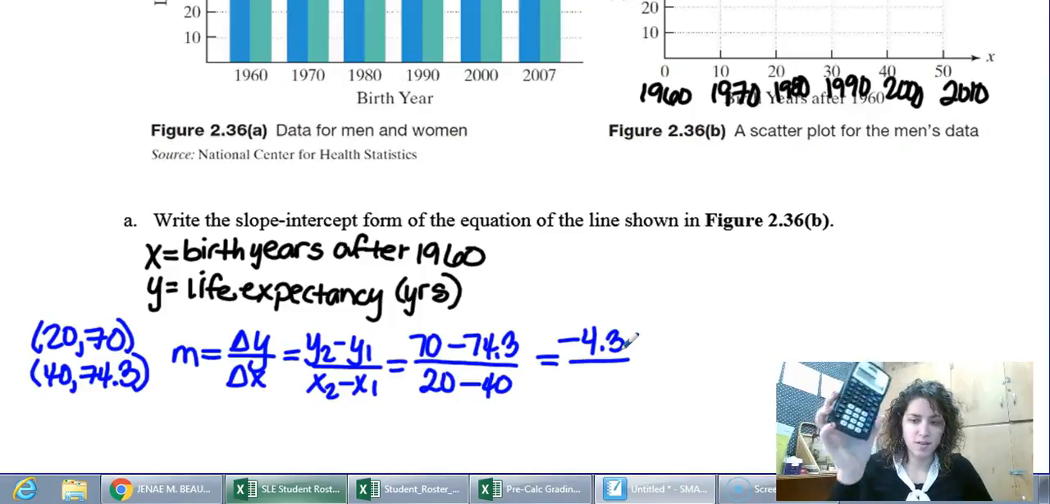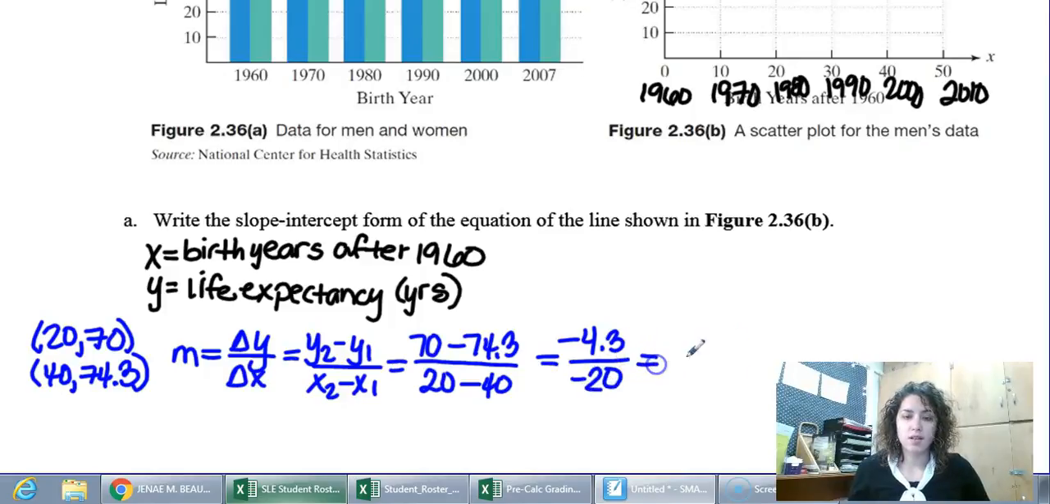I'm doing this like I'm pretending I'm you. Use your calculator if you need it. 20 minus 40 gets me negative 20. And then negative 4.3 divided by negative 20 gets me a positive 0.215.